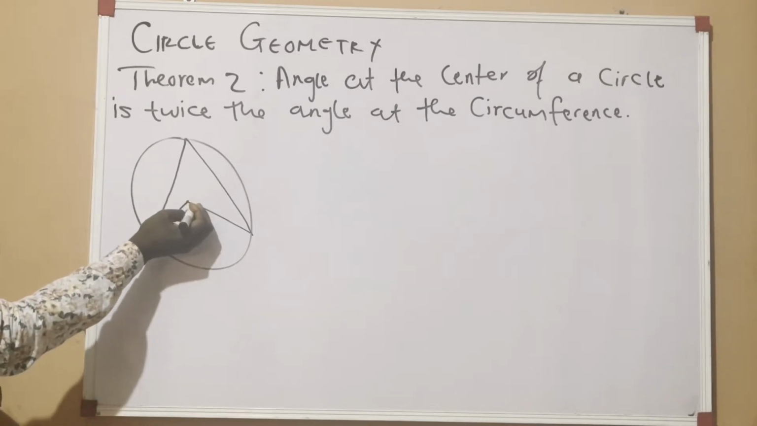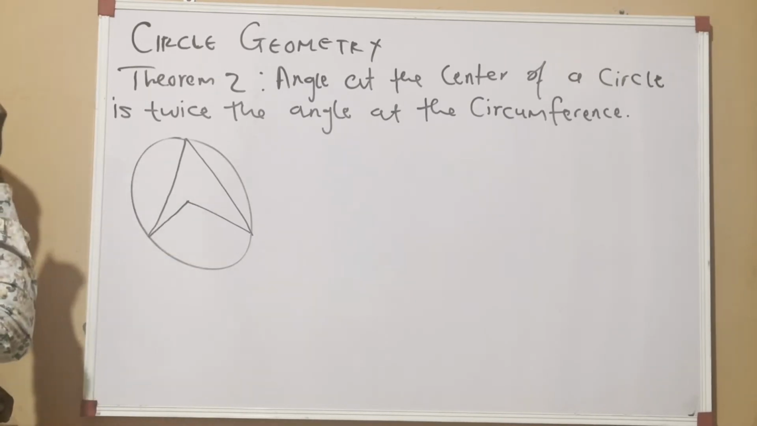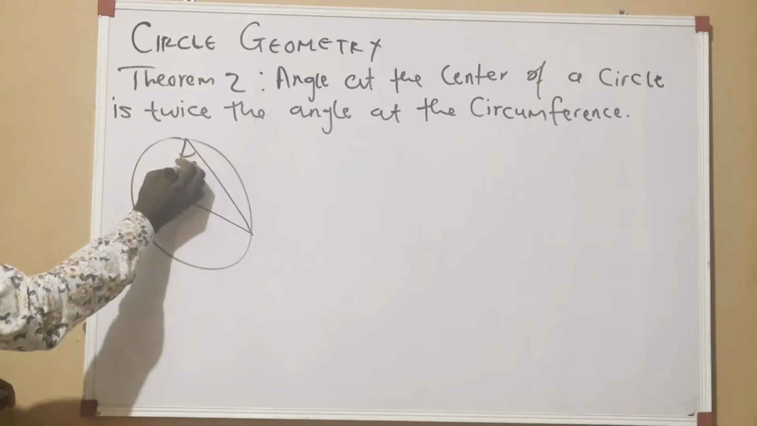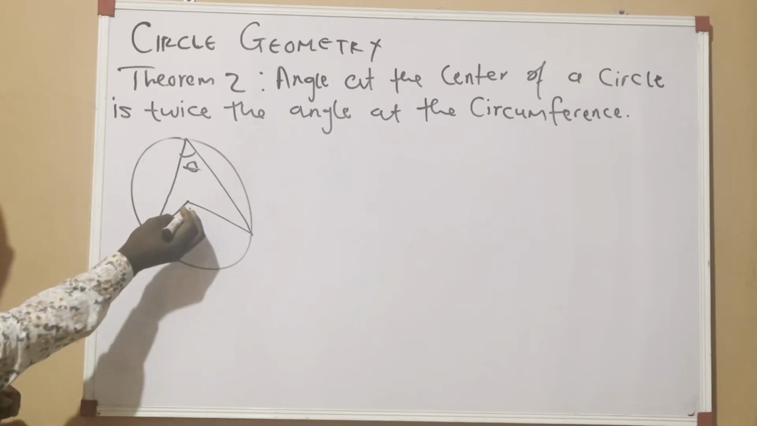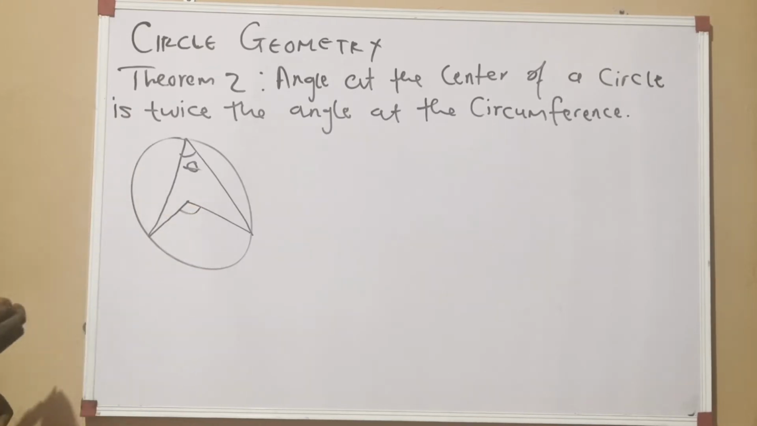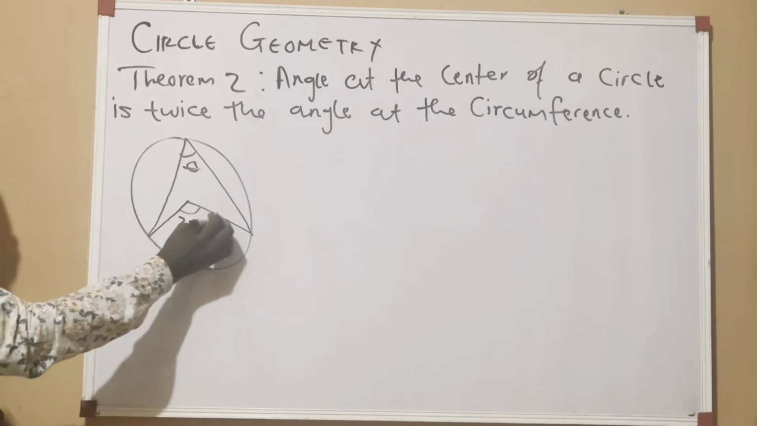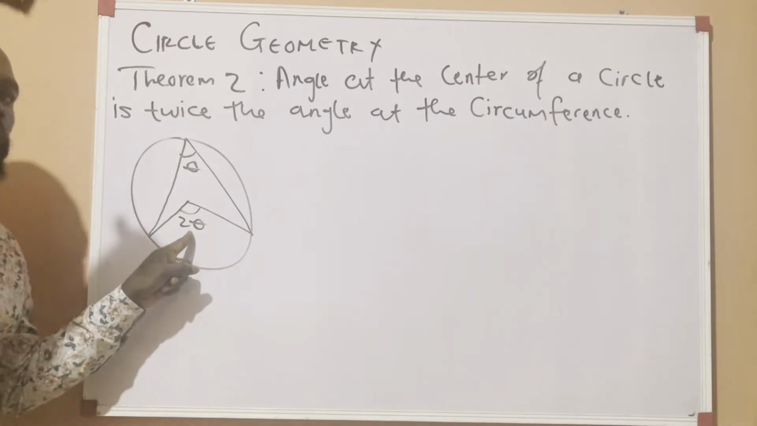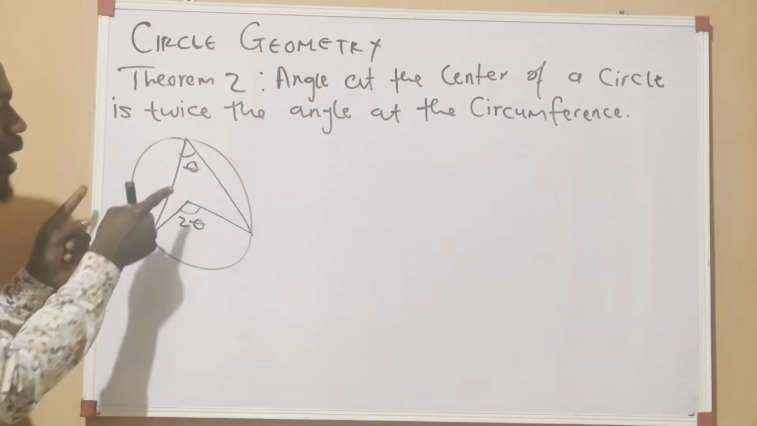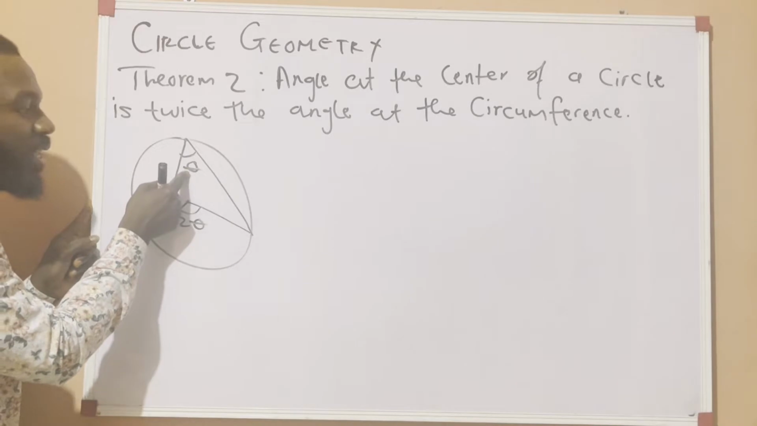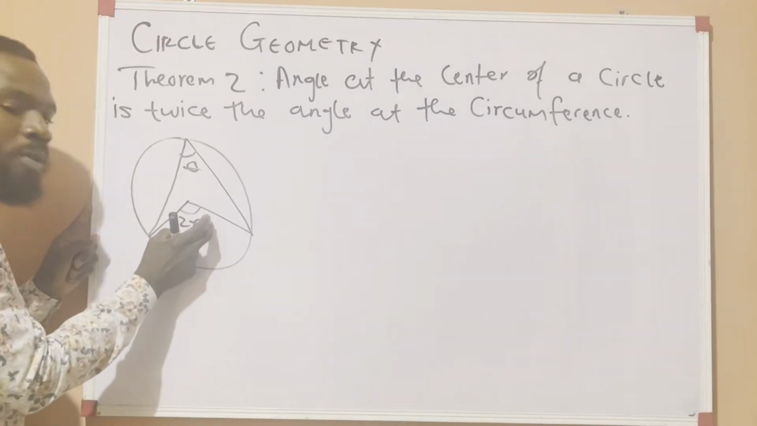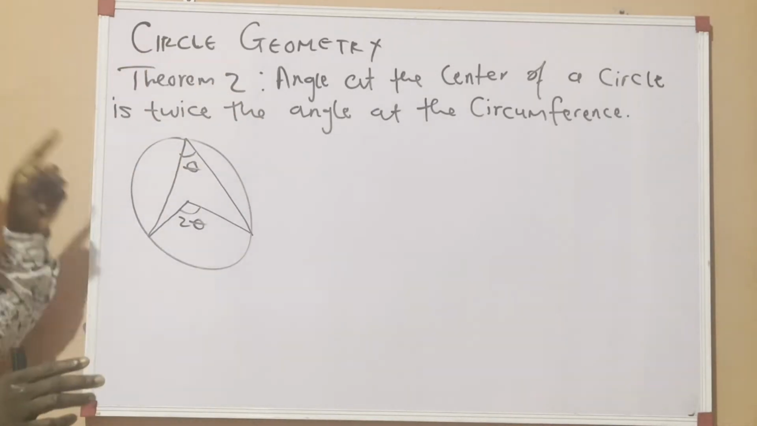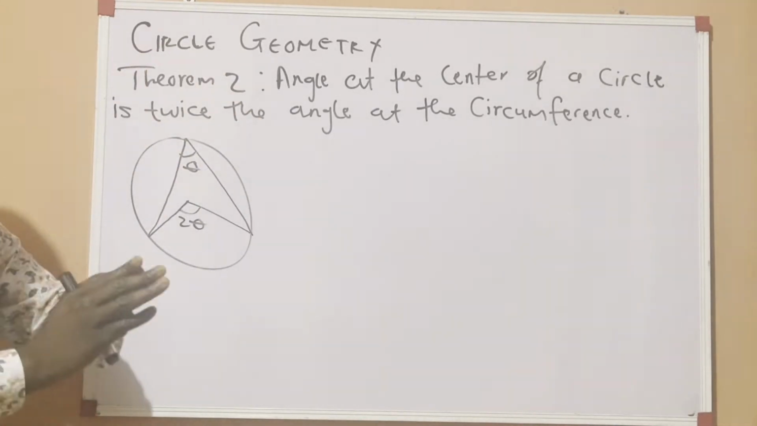Now, if we say the angle here is theta, according to the theorem, the angle here will be 2 theta, because the theorem says the angle at the center is twice the angle at the circumference. So, if the angle at the circumference is theta, the angle at the center would be 2 times theta according to the theorem. Now, we want to prove how this is possible.